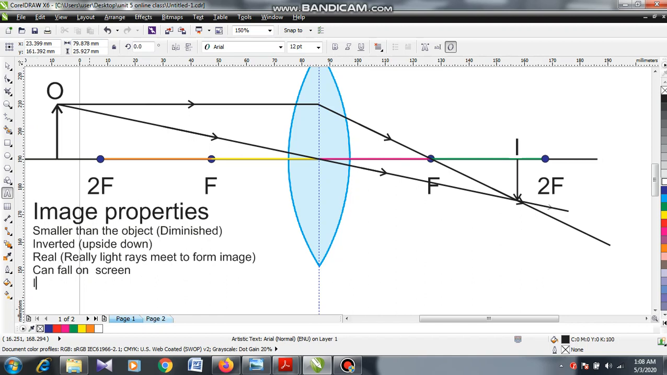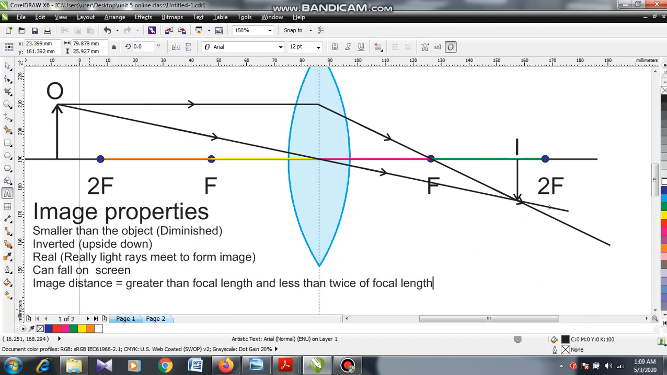And what is the image distance? The image distance is greater than the focal length and less than twice the focal length. So: a smaller image, inverted image, real image that can fall on a screen, and the image distance is greater than the focal length and less than twice the focal length.